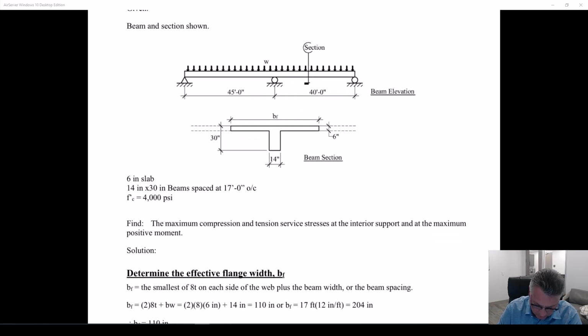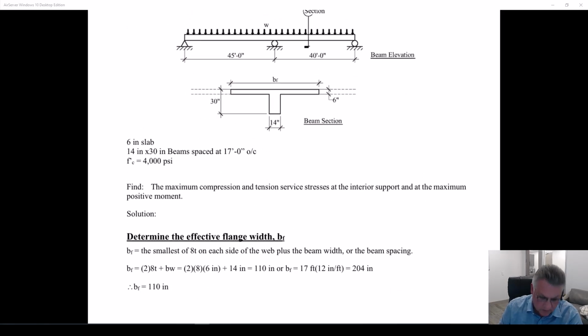So we start there. We've got a 14-inch wide beam, 30 inches deep. We're going to make this T-beam out of it. So the flange width, 16T plus BW, is 110 inches, or it's equal to the spacing of the beam, the smaller of the two. If your beam flanges start overlapping, because your beams are too close to each other, then you can't use more than half of the distance to the other beam's flange. So that makes sense. In this case, our flange is 110 inches.